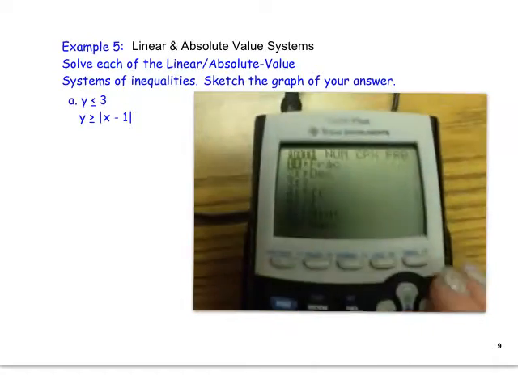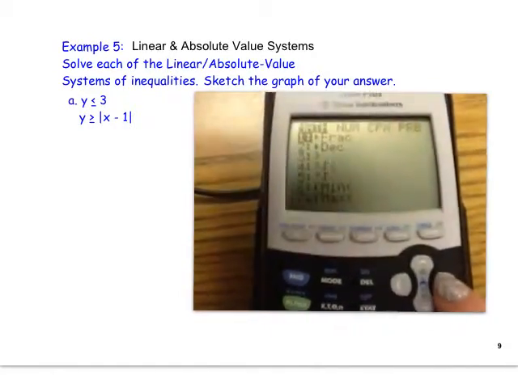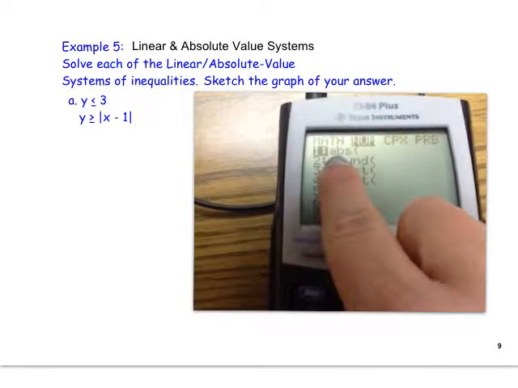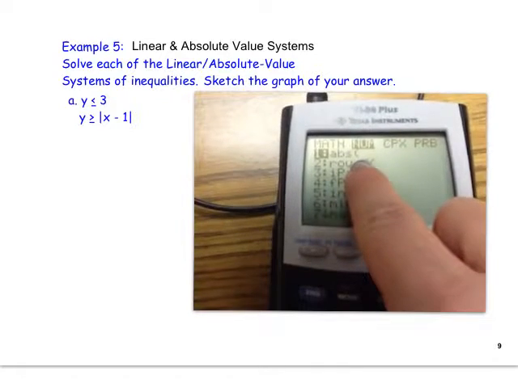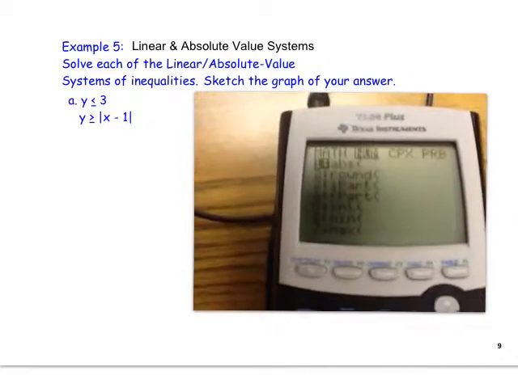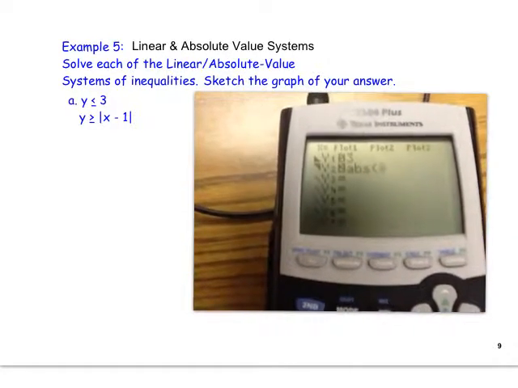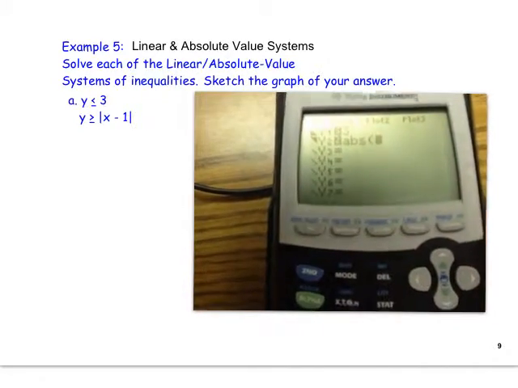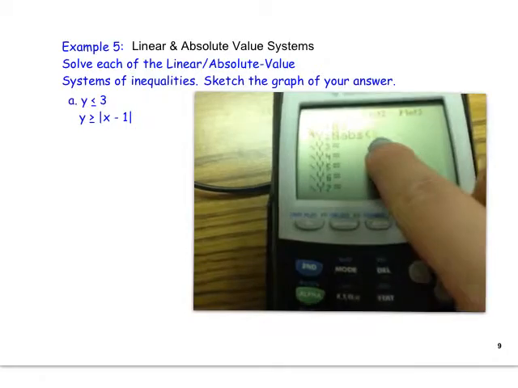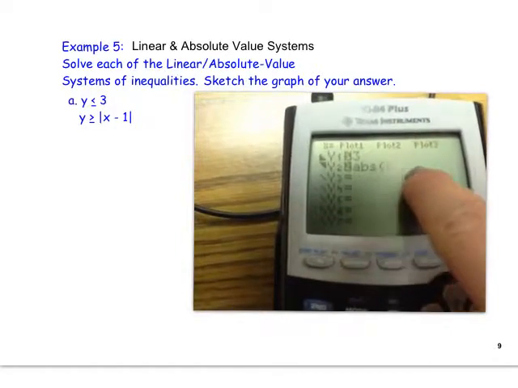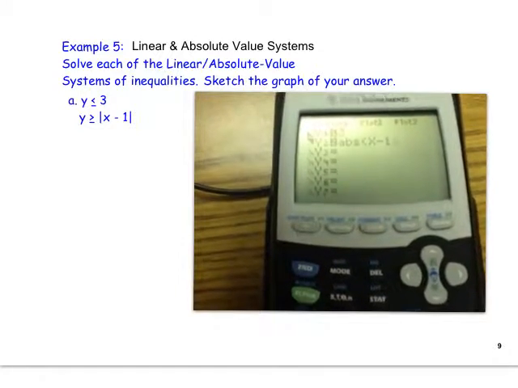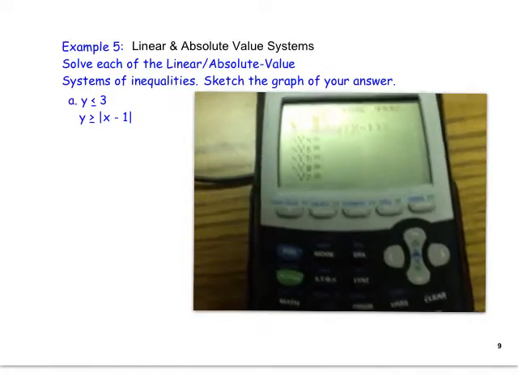So push the math button and arrow over to the right one time. The first choice here says ABS. That stands for absolute value. Enter to choose it. Absolute value, and whatever goes inside of those absolute value bars, you're just going to type right here after these parentheses. X minus 1, and it's important that you close the parentheses.